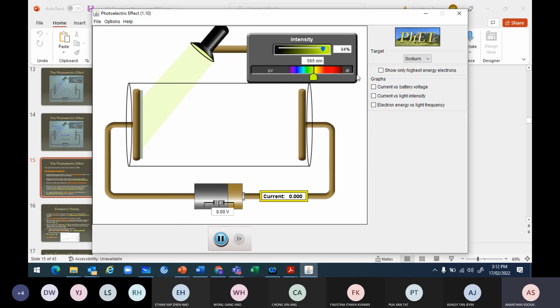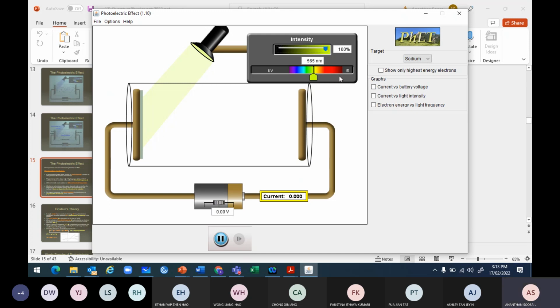Lower than the threshold frequency, the electron is not released, although I increase the intensity very high. But we predicted that energy depends on intensity. If you put in a very high intensity, regardless of whatever frequency, the electron should be released.